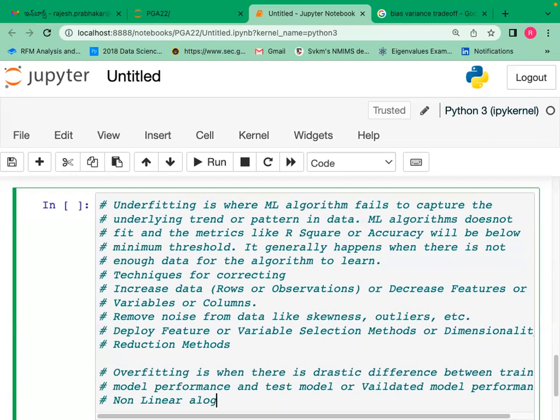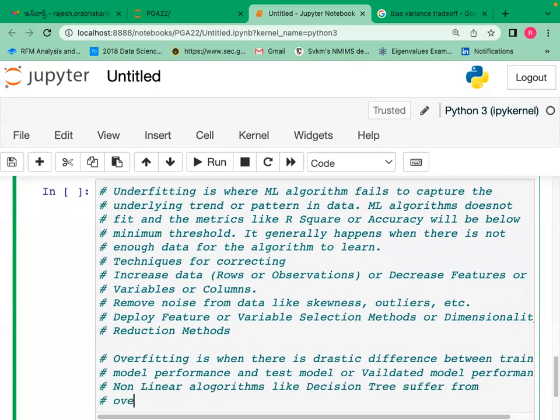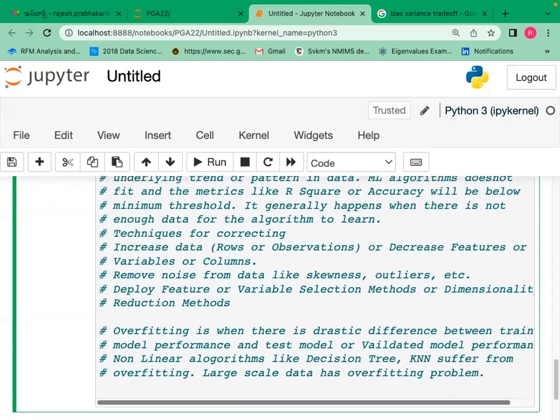Non-linear algorithms like decision tree suffer from overfitting. Even KNN, K nearest neighbors algorithm, also suffers from overfitting. Typically, large scale data has overfitting problems. When you deal with very, very large data, lakhs, 20 lakh rows, 30 lakh rows of data, you will see the overfitting problem.